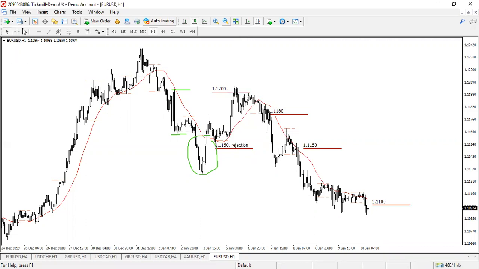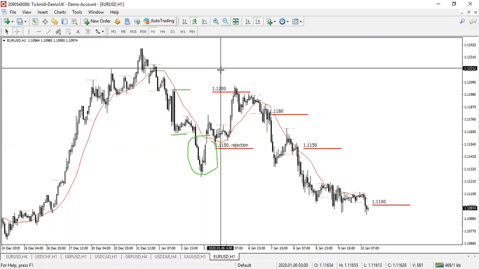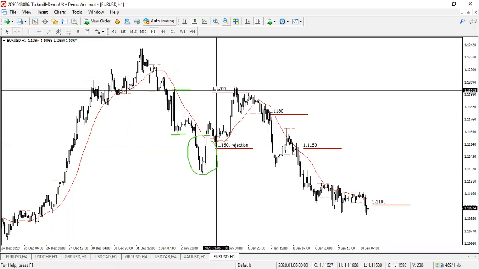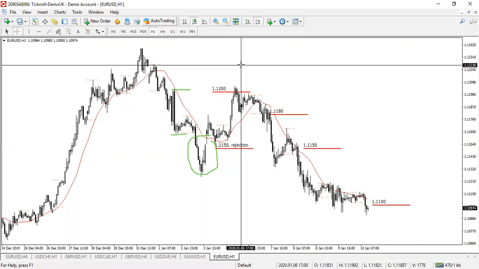Why? Because this is a void. There's this area in which there was no active trading. So expect them to push and come up to clear this area here. And that's what they did. Okay, guys, so that was Monday.